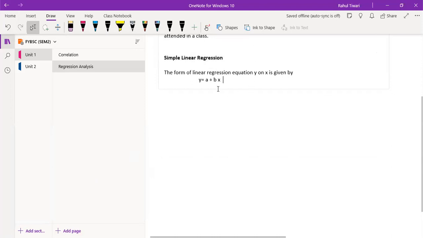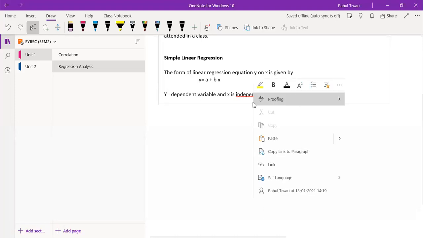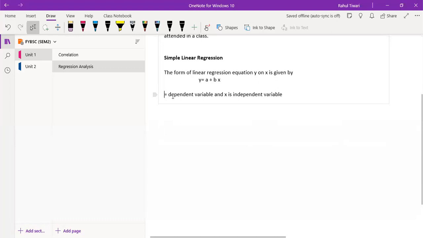Why is it called simple linear regression? Because this is the equation in the form of simple x and y, where y is the dependent variable and x is the independent variable. Are you getting my point? We need to understand these concepts properly. Why is y called the dependent variable? Because it is dependent on x.